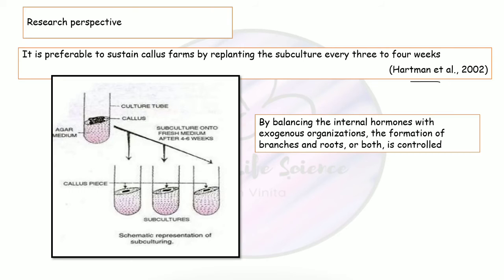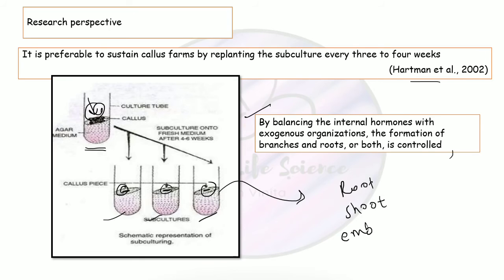You can see in the picture that the first initiated callus is subcultured into 3 different tubes with the same media composition and the same phytohormone composition. You will take small parts of this callus and simply inoculate them into this media. This is the subculturing process. By balancing the internal hormones with the exogenous hormones, the formation of shoots and roots or both is controlled. You can use the subculture tubes for the induction of root, for the induction of shoot, or if you want to prepare somatic embryoids, you can do that also.